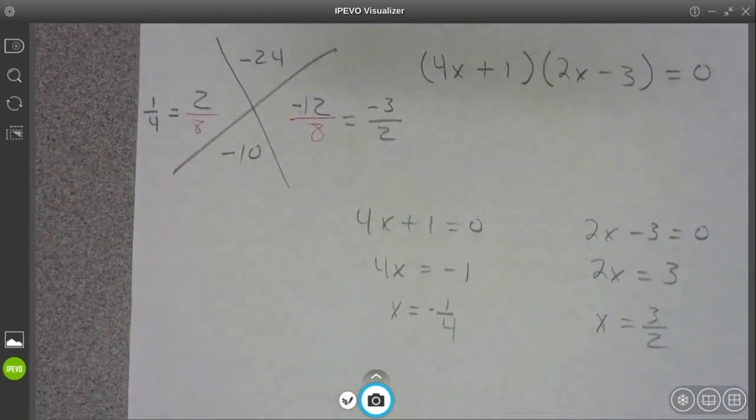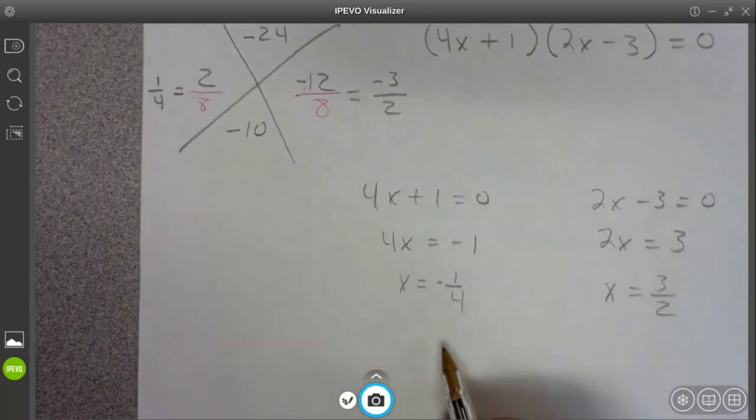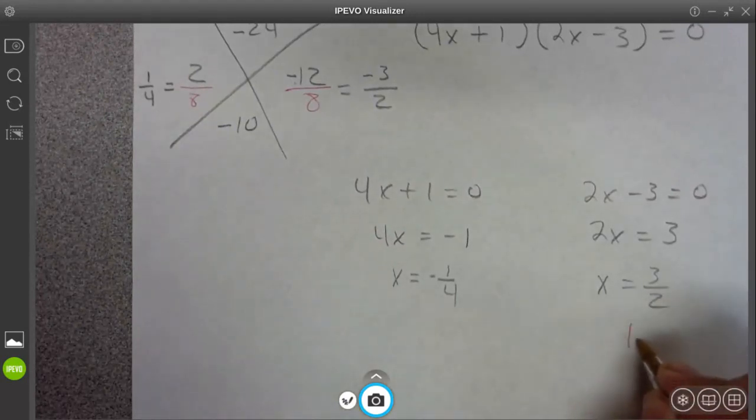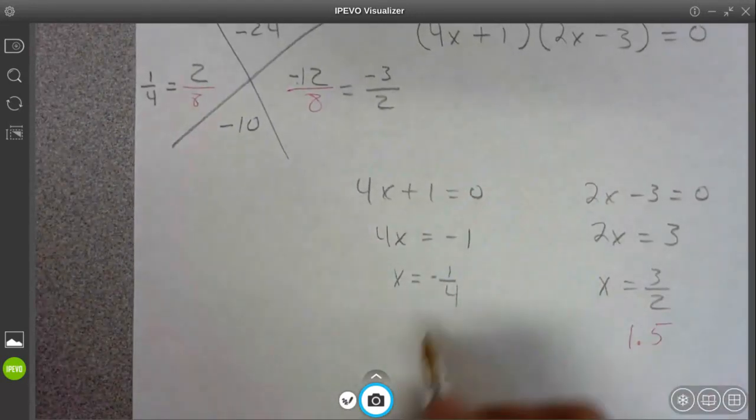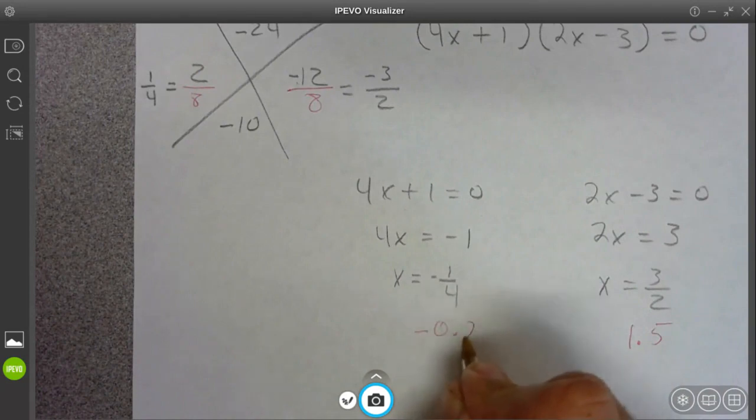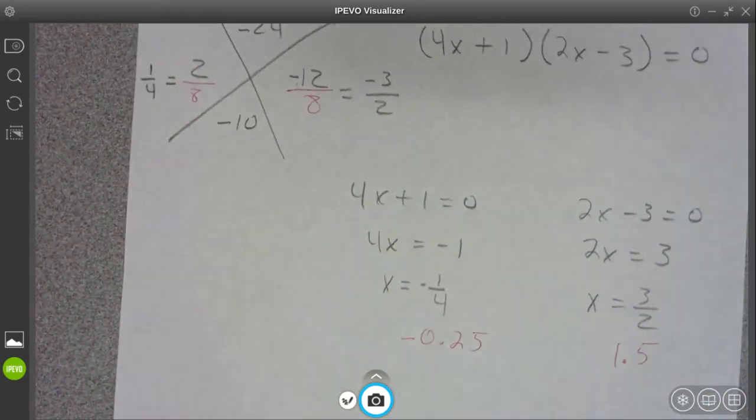Man, it sure is a big coincidence, isn't it? Probably not. If you wanted to write them in decimal form, just throw them in a calculator. This one is 1.5, and this one is negative 0.25. That's all.